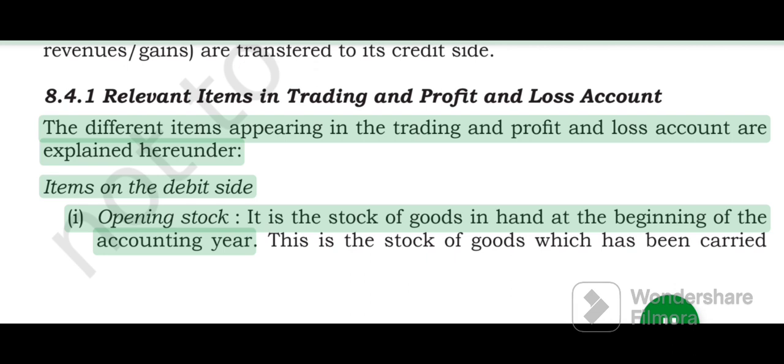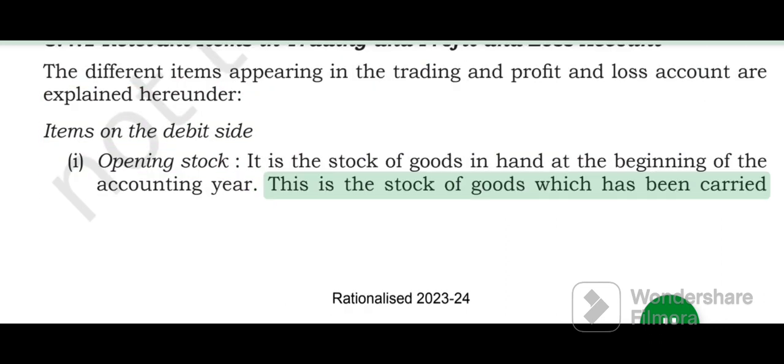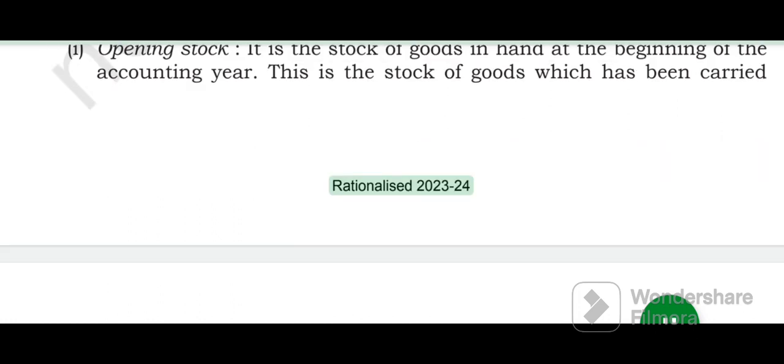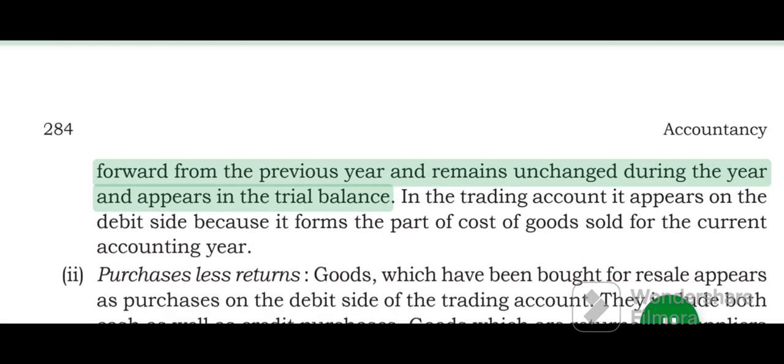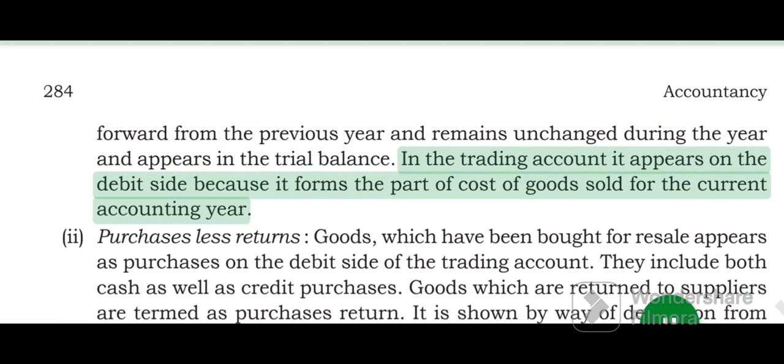I. Opening stock. It is the stock of goods in hand at the beginning of the accounting year. This is the stock of goods which has been carried forward from the previous year and remains unchanged during the year and appears in the trial balance. In the trading account it appears on the debit side because it forms part of the cost of goods sold for the current accounting year.